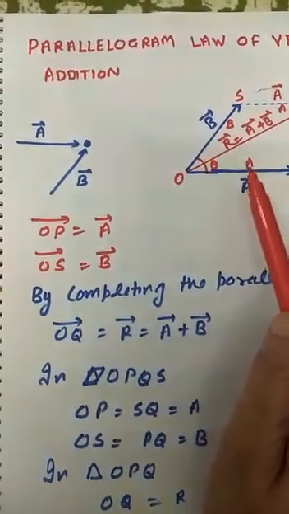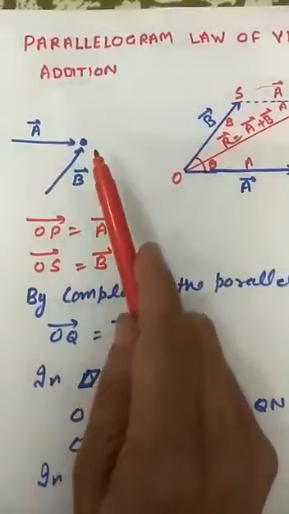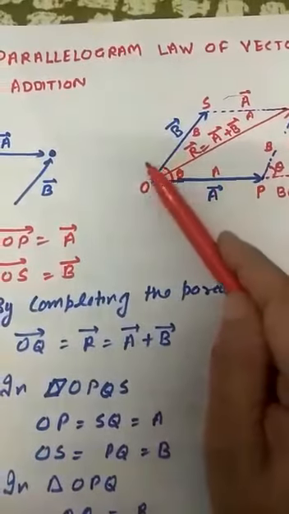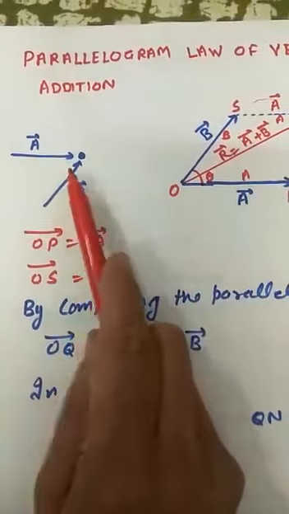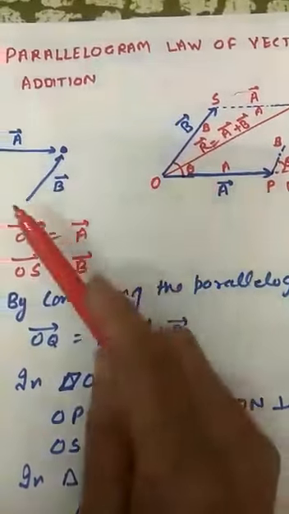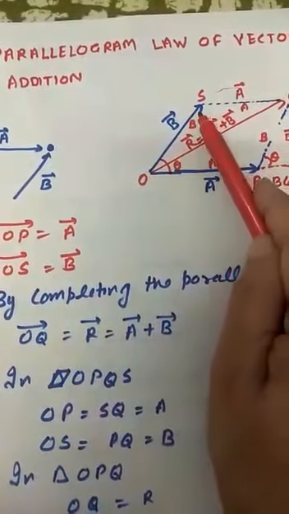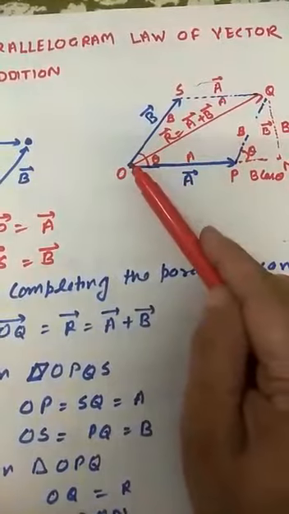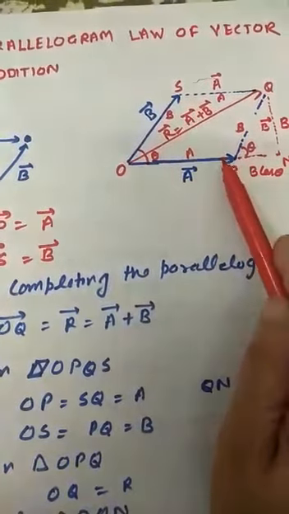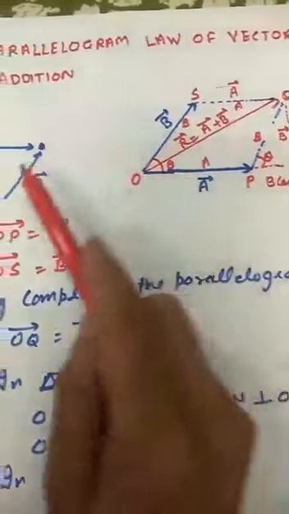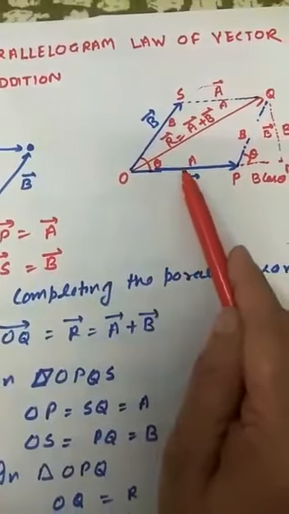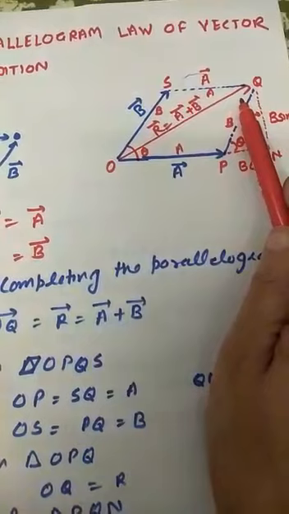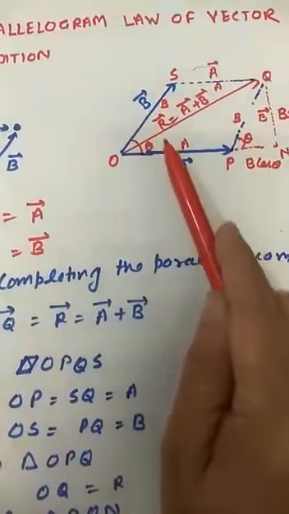How? I am explaining that these two vectors acting on the body simultaneously are represented by two sides of the parallelogram. This is vector A and it is represented by this side. This is vector B, represented by this side. By completing the parallelogram, the diagonal starting from the same common point, not the other diagonal but this one, will give the resultant of these two vectors.